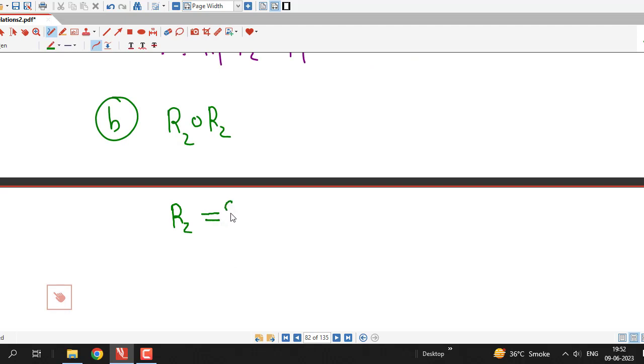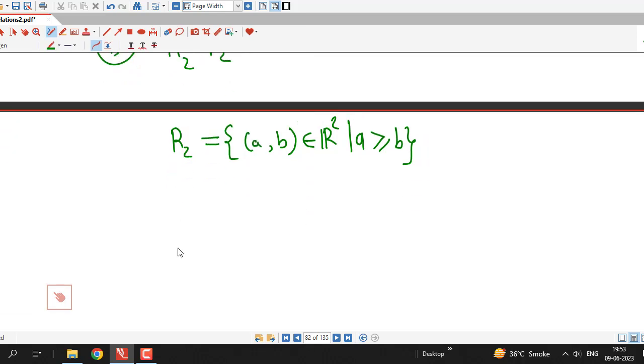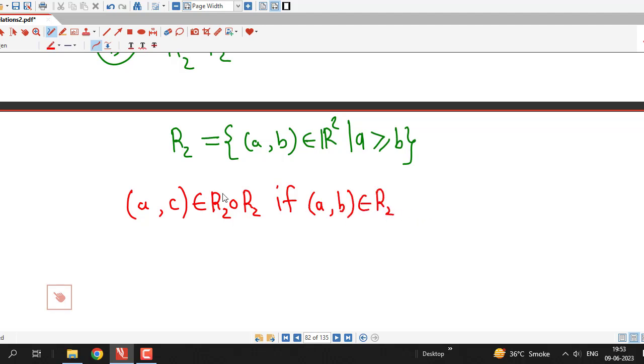R2 is the set of all those ordered pairs (A, B) for which this condition is satisfied. Here equality is also allowed. So we have to decide which type of elements are in R2 composite R2. We start by the definition. Again we consider an arbitrary element in R2 composite R2. (A, C) belongs to R2 composite R2 if there exists some real number B such that (A, B) belongs to R2, the first relation is R2, and (B, C) belongs to R2.